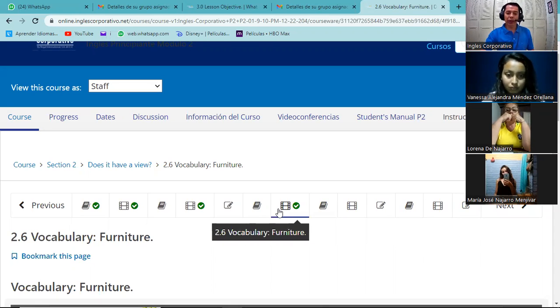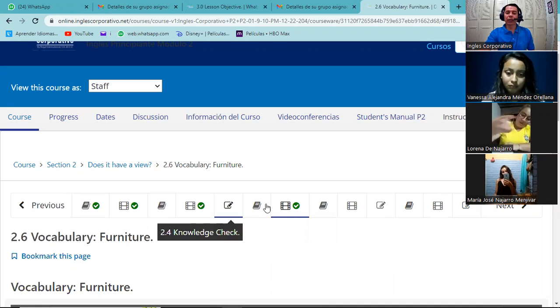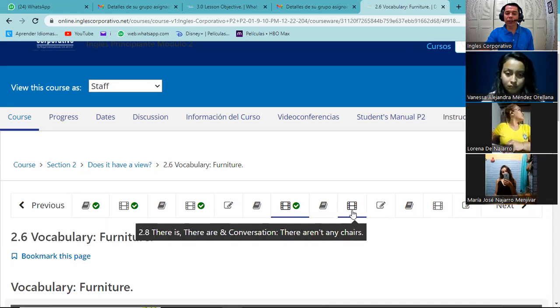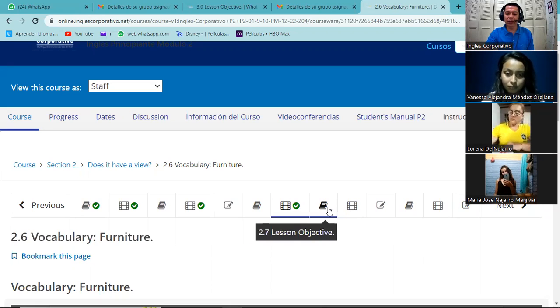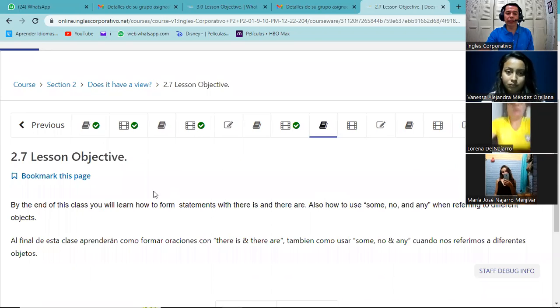Okay, last class we were learning about furniture. The simple present, right? Yes, no questions and short answers. And today we're going to start talking about there is and there are, right? The objective for today is by the end of this class, you will learn how to form a statement with there is and there are.